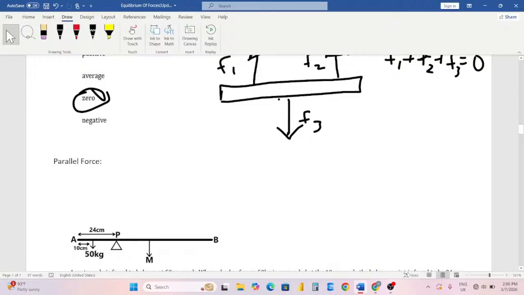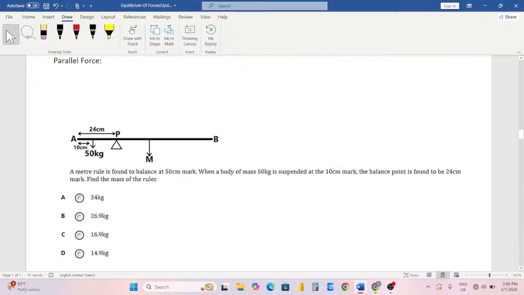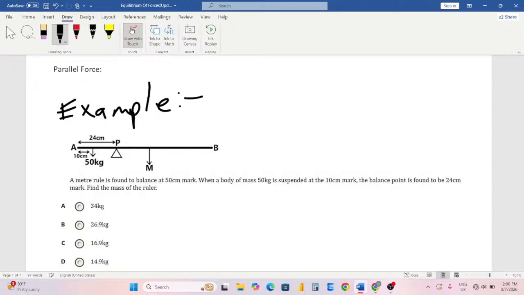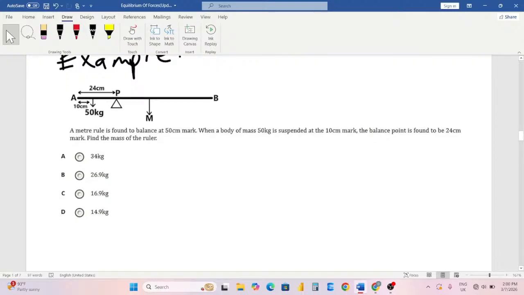Now, let us apply the concept of moment to this question. It will be our first example for moment of force. So, the typical UTME/WAEC question on moment of force. The question says a meter rule is found to balance at 50 centimeter mark.